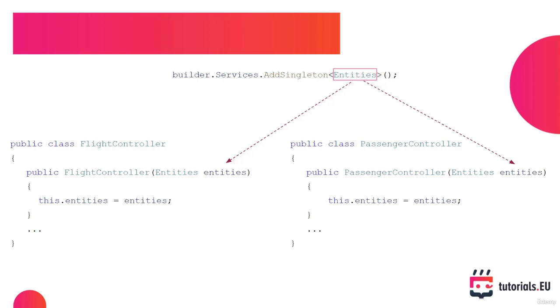Awesome. So we assigned the responsibility of creation of the Entities class to the .NET Dependency Injection library. We added the Entities class to the service collection as a singleton, so that every time any controller wants to be instantiated, the same instance is passed to its constructor as a parameter.